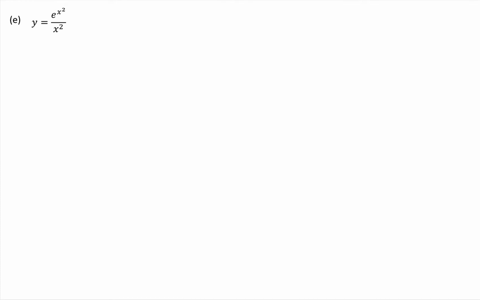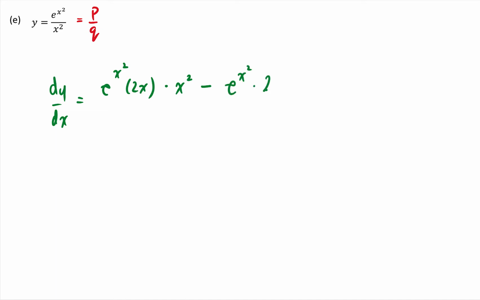Final one. Notice we have a quotient, p over q. So we need to use our quotient rule. So dy dx is equal to, well, e to the x squared is e to the x squared times the inside, 2x. So that's your p prime, times q, which is x squared, then minus p, e to the x squared, times q prime, which is 2x, over x squared all squared.